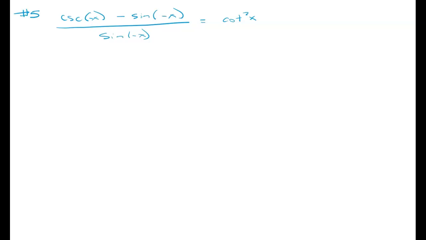All right, so if you're unpausing the video, hopefully what you recognized is that the left-hand side is a little bit more complicated, so you probably didn't touch the cotangent squared. So the first thing I would do is get rid of these negatives. So I'm going to pull them out. So it becomes negative cosecant of x. The negative and the negative here will turn into a positive sine of x, and then this will become a negative sine of x.